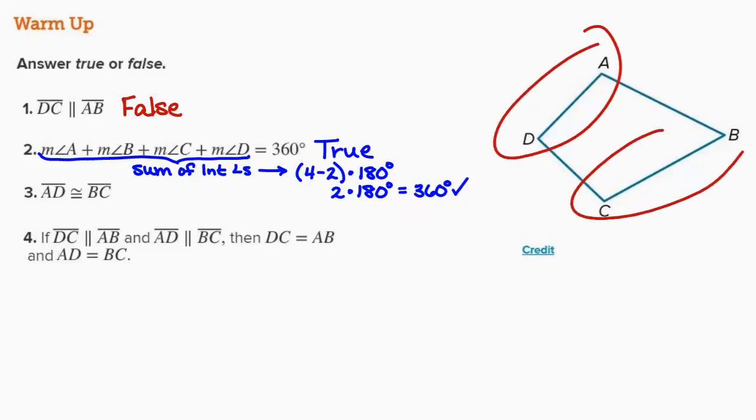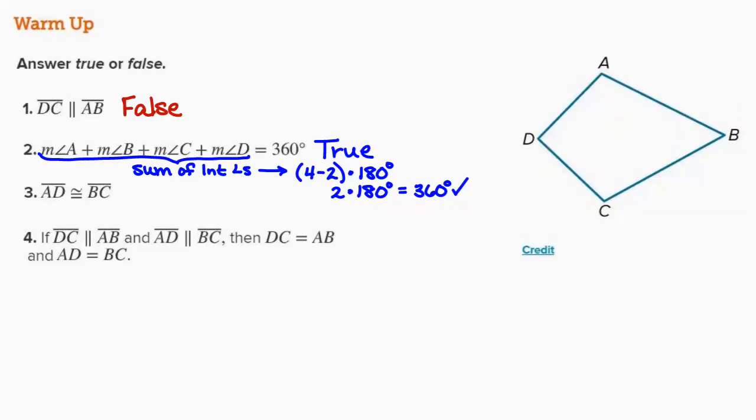All right, number 3, segment AD is congruent to segment BC. Did they give us any information about those two being congruent? Then we would have to say false to this.